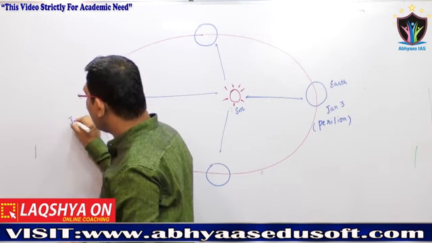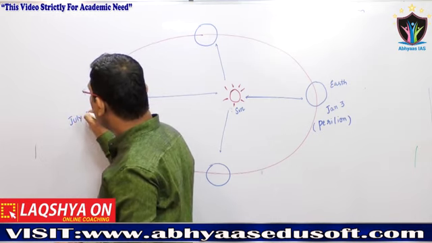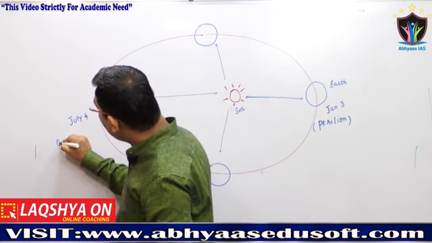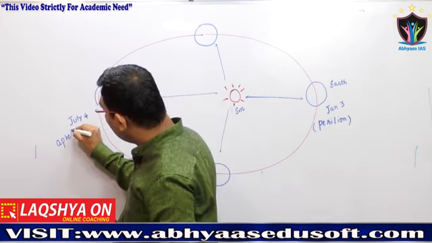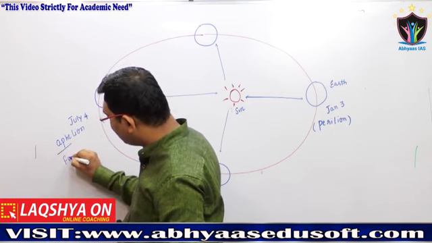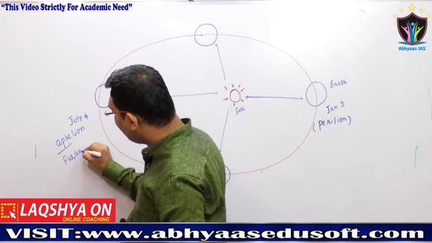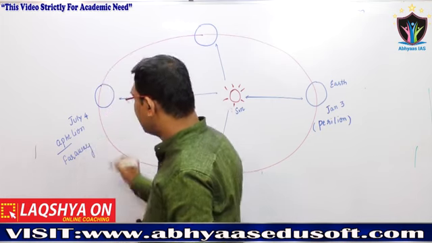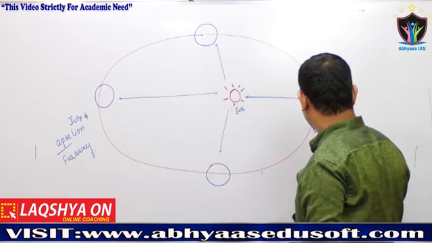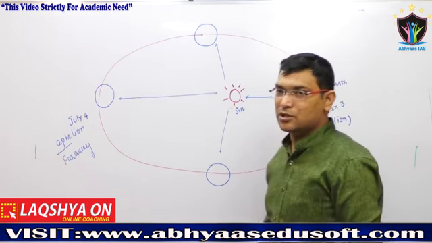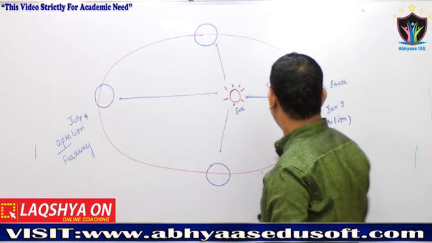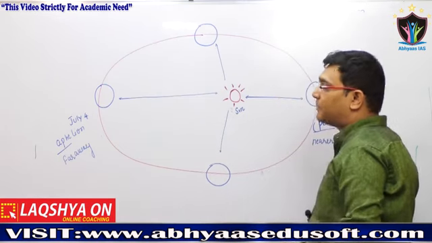Next, earth is far away from the sun in its elliptical orbit. It is July 4th. It is called aphelion. Aphelion. Ap means far away. Peri means nearer. So July 4th is your aphelion, far away, and January 3rd is your perihelion.